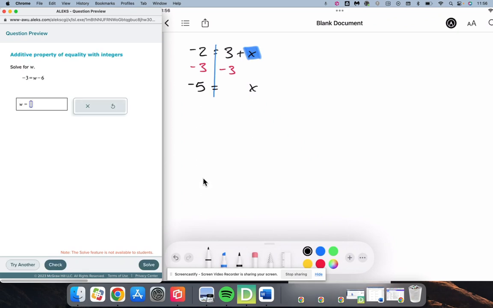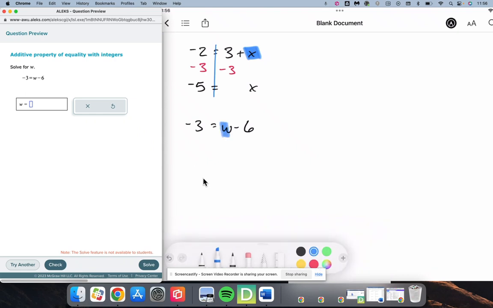We'll give another one a shot here. We have negative 3 equals w minus 6. And so we see again that the variable is right there, and what's being done to it is 6 is being subtracted from it. So we need to do the inverse operation of subtracting 6, which is to add 6 to both sides.